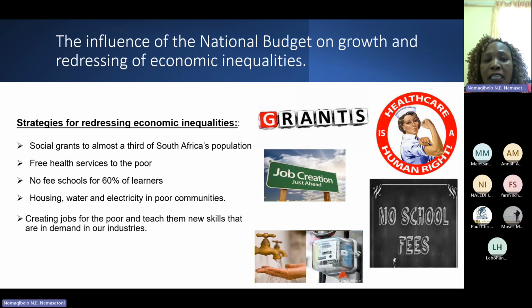And then to close this presentation, we are going to finalize with the strategies to address the economic inequalities, where we provide social grants to almost a third of the South African population, free health services to the poor, no-fee schools for 60% of the learners, housing, water, and electricity in poor communities, and creating jobs for the poor and teaching them the new skills that are in demand in our businesses. So this is how the national budget looks in South Africa.